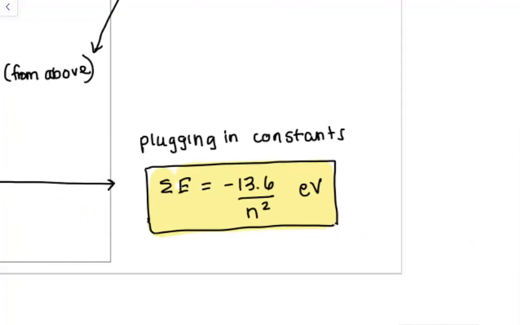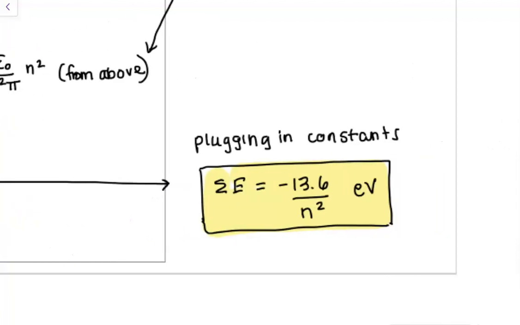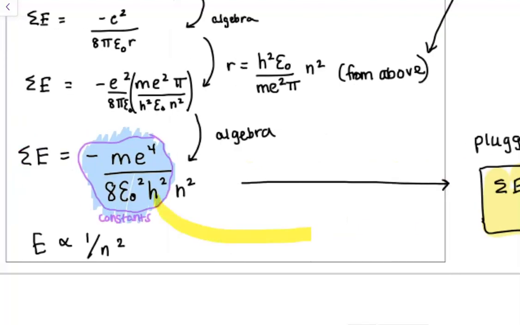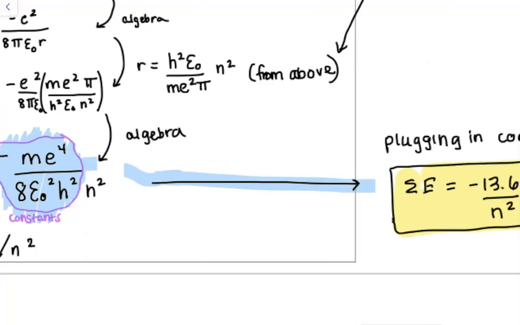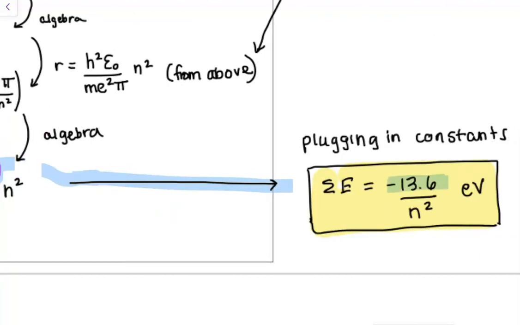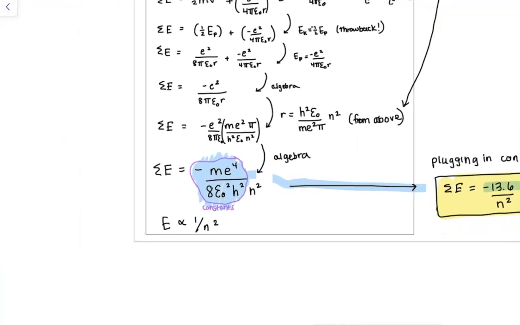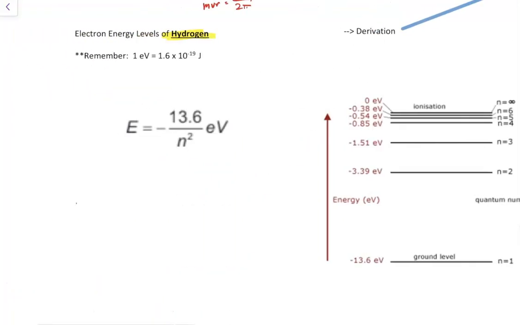And that's where we end up. If we plugged in all those constants, we'd end up with just a value of negative 13.6 eV. So all of those blue constants are just 13.6 in electron volts. And that's where the equation comes from that we can use to determine the energy levels of a hydrogen atom, but only a hydrogen atom.